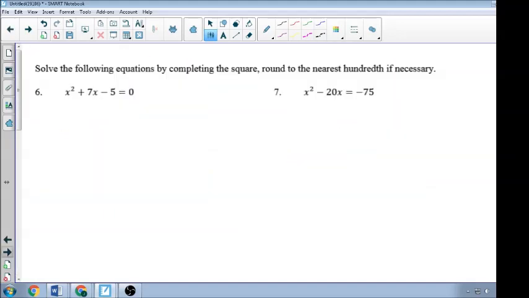Solve the following equations by completing the square, round to the nearest hundredth if necessary. When we are completing the square, I will allow you to use decimals. In the past, we've only been able to use fractions. In this case, we can use decimals.